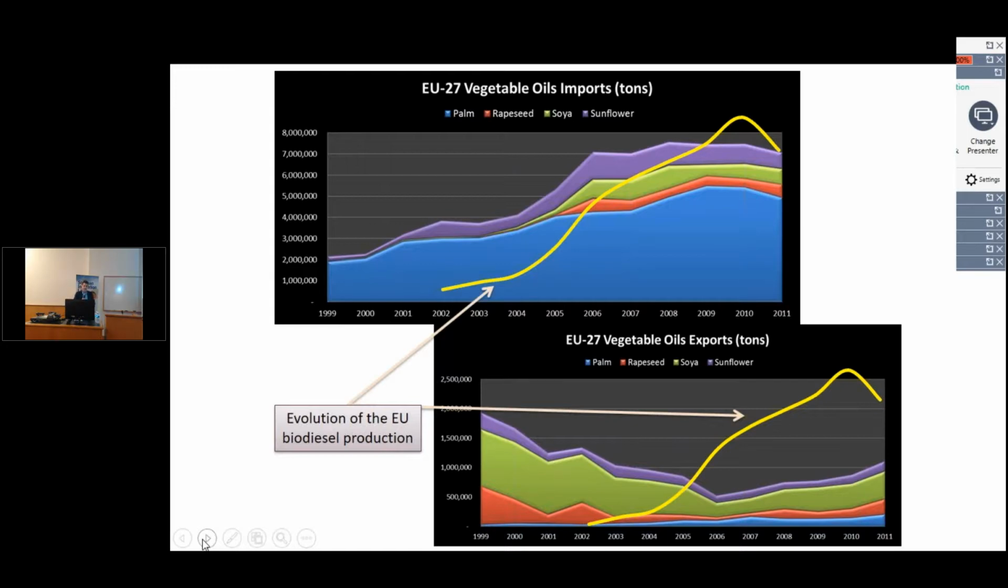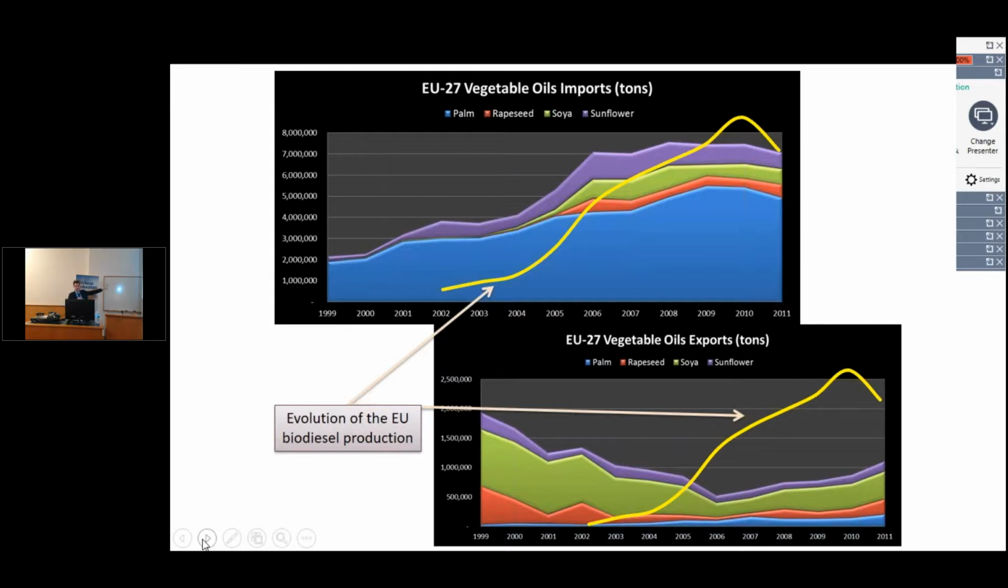with 10 points, but the yellow line here is the evolution of the EU biodiesel production, okay? So it starts in 2004. There is a strong acceleration in 2005-2006, a peak in 2010, and then a decline with the economic crisis in 2011, a slowdown of activity.